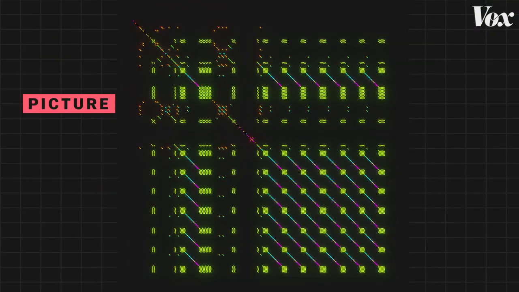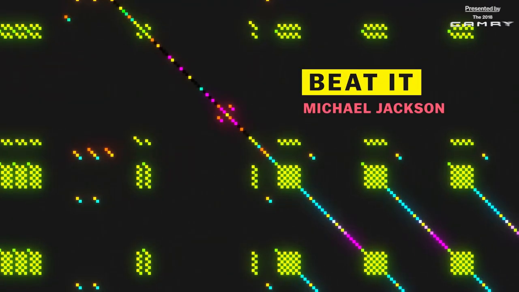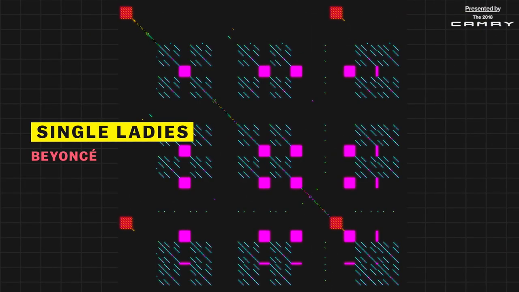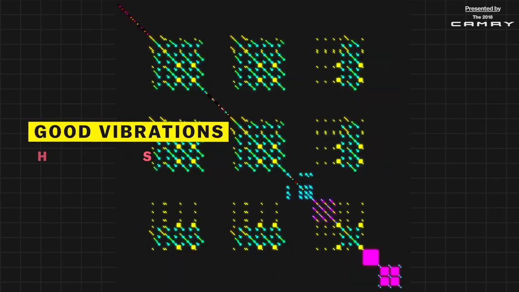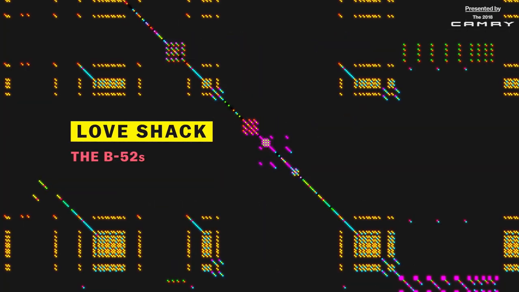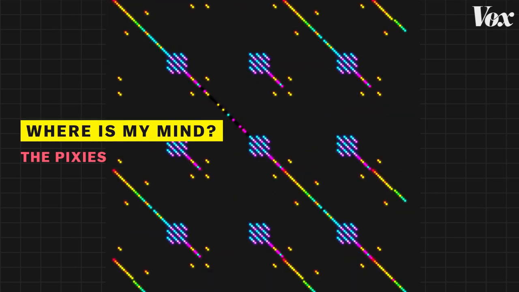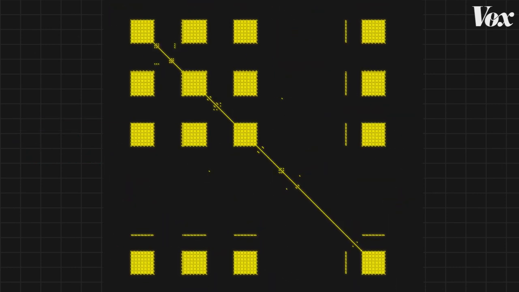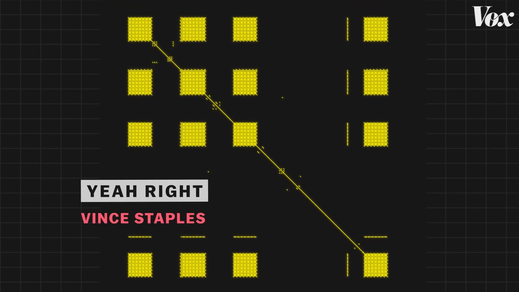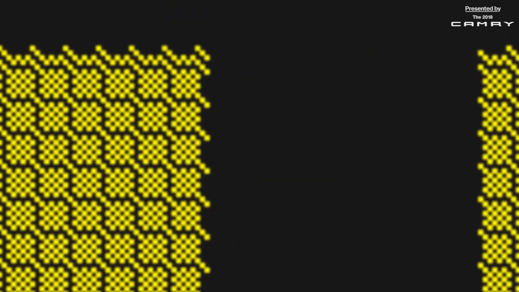This is a picture of a song, its fingerprint, its visual identity. It was generated by a tool that visualizes matching data, and it reveals something pretty cool about how a song can be structured around lyrical repetition. And by the way, this is Vince Staples' Yeah Right, and it's been stuck in my head for months.